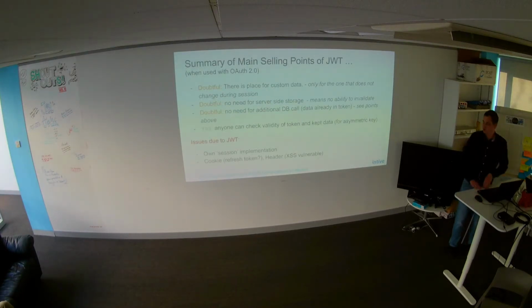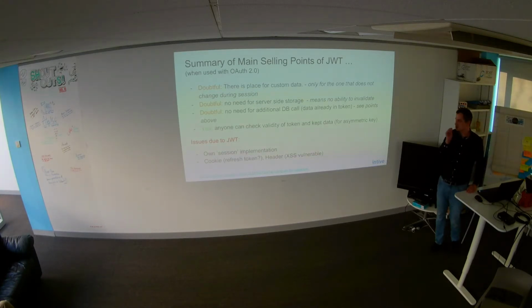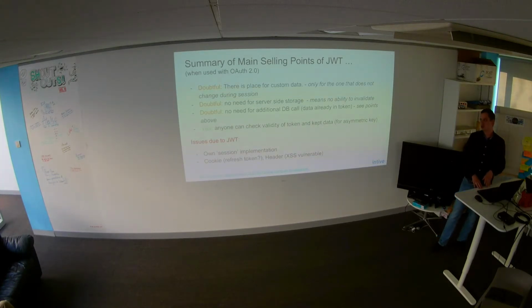So, a summary of the main selling points of JWT when used with OAuth 2.0, because there are other usages that might be fine. Custom data only if it doesn't change during this session. Imagine I have this token from the authorization server and I want to suddenly place some new data there. Impossible. I would have to go back to the authorization server, get this new data placed, and get a new token. So the user ID is fine, but some counter of visits is not.